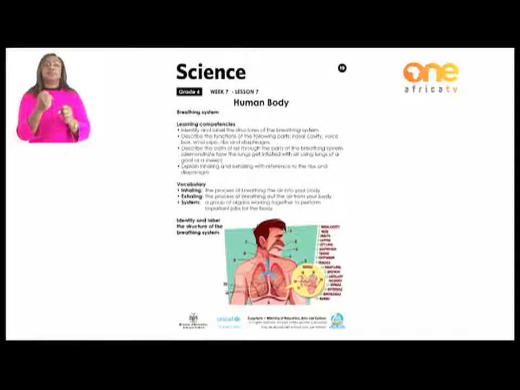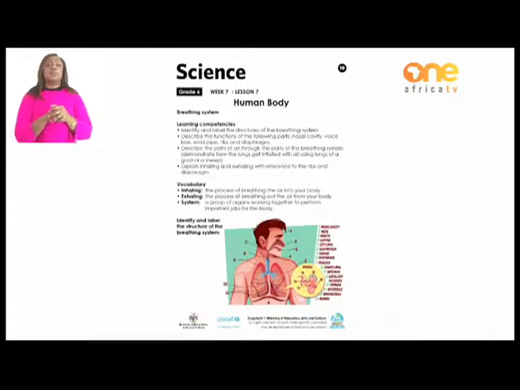which is the breathing system. The first word is inhaling. What is inhaling? Inhaling means the process of breathing the air into your body. It means the air is getting into your body. Exhaling. Exhaling is the process of breathing out the air from your body, meaning that the air that you breathed in the first place has now to go out of your body.